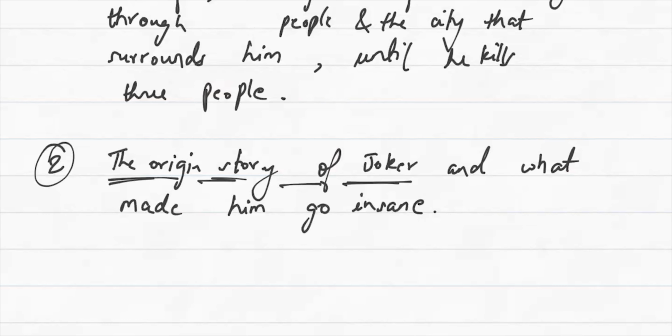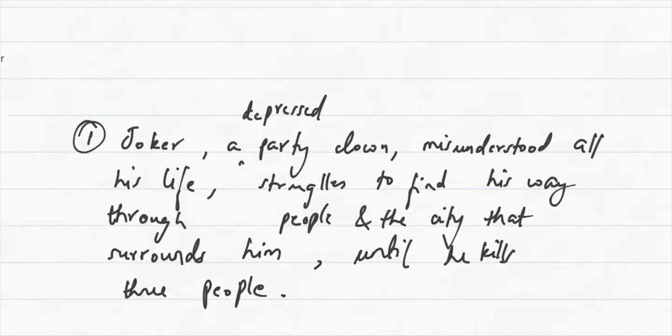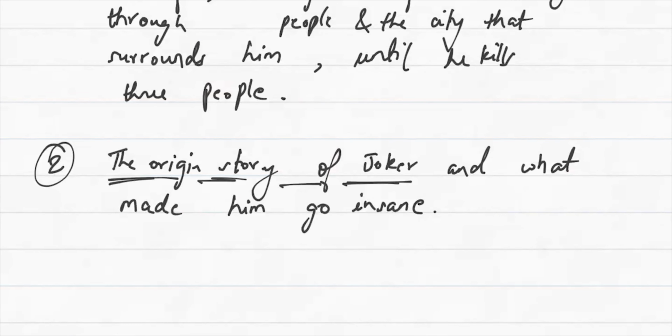So something like, what made him go insane? The origin story of Joker and what made him go insane. I don't hate it. Kind of works. It is short, has the protagonist and the antagonist in the same line, and kind of explains the plot as well. The first one seems like a 12-year-old just wrote a summary. But the second one is like the origin story of Joker and what made him the way he was. But that doesn't work. What made him go insane kind of explains the plot even better.